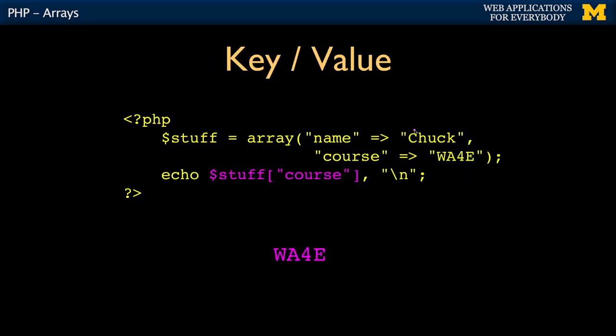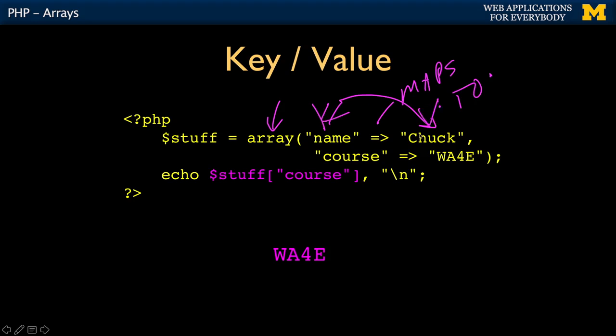The thing that people really love, though, is when you do key value. And so this is the syntax. Let's make an array, and I read this as maps to. So this key of name maps to the value of Chuck. So this is the key and the value. The key course maps to web applications for everybody. And then you can use the index operator again to go look up the piece under the key course, and out comes web applications for everybody.